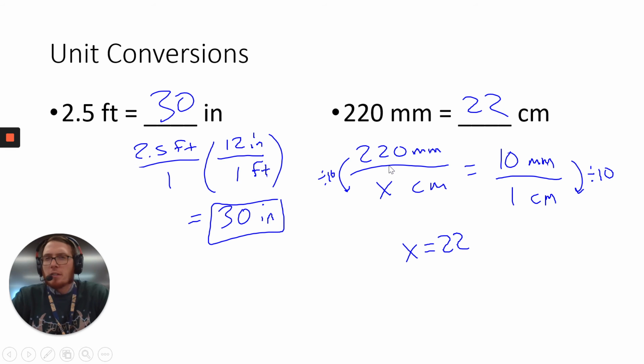Another way to solve things, as long as there's only one conversion, is using a proportion. So 220 millimeters over x centimeters, I didn't know this was 22 yet necessarily, is the same as 10 millimeters for every 1 centimeter. And then you could cross multiply or know it's divided by 10. There's lots of ways to find that. But that gives you another option to be able to solve and get x equals 22.